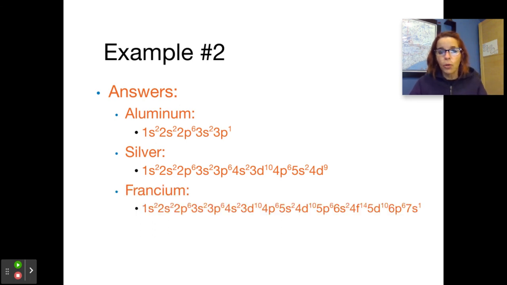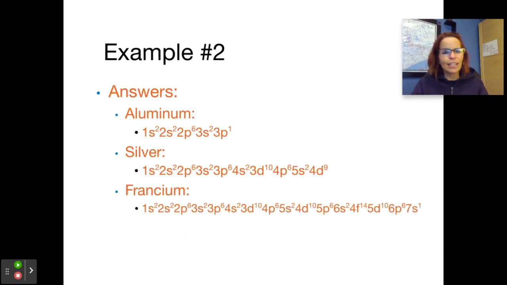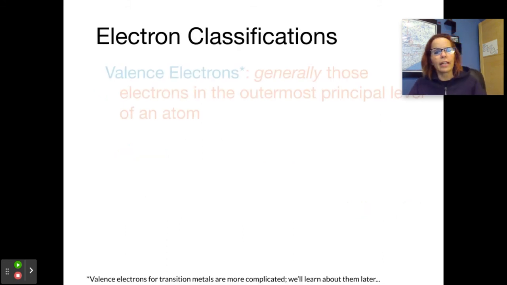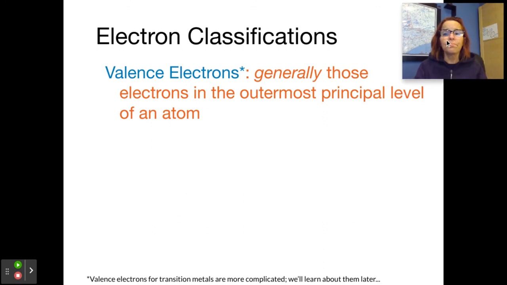And then francium, take a look, pause the video if you need to check your work. All right, moving on. Now, we've got a way to shorthand. Francium is miserable. What scientist in their right mind is going to write that much? So they're going to shorthand this, and we're going to show you how to shorthand it. But in order to do that, we got to get a couple of definitions here really quickly.